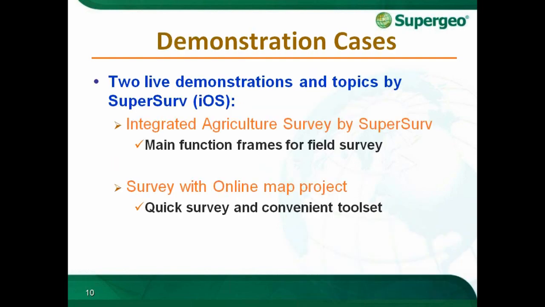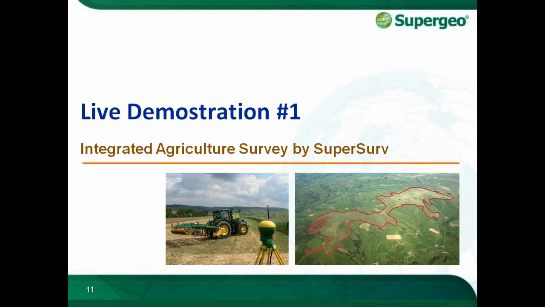So the demonstration will be two live demonstrations. As we just mentioned, the first is the integrated agricultural survey, which will mainly perform all the functions for the field survey. And in the second part, we're going to survey with the online map project. So now let's head to the first live demonstration.